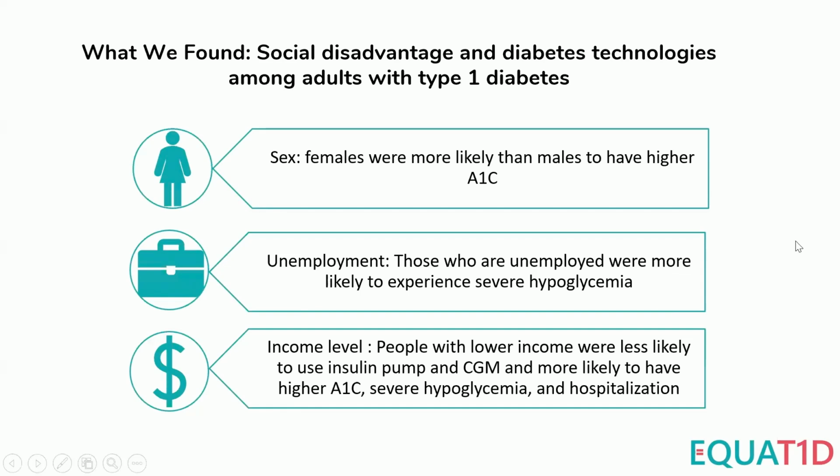So some other findings, we found that females were more likely than males to have higher A1C. So that's that measure of long-term average blood sugar. Those who were unemployed were more likely to experience severe hypoglycemia or low blood sugar level. Those with low income were less likely to use insulin pumps and CGM, more likely to have higher A1C, severe hypoglycemia, and hospitalization.